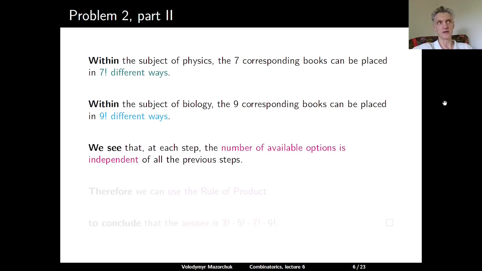And of course, the number of ways to do something for each step is independent of all the previous steps. So this means that we can apply the rule of product and conclude that the answer to our problem is 3 factorial times 5 factorial times 7 factorial times 9 factorial.